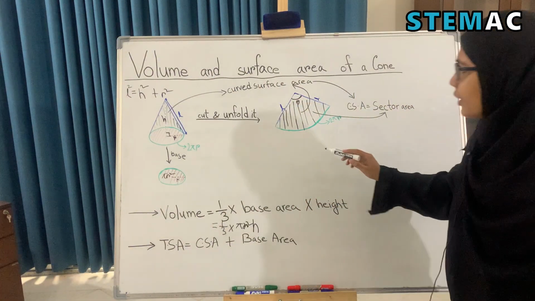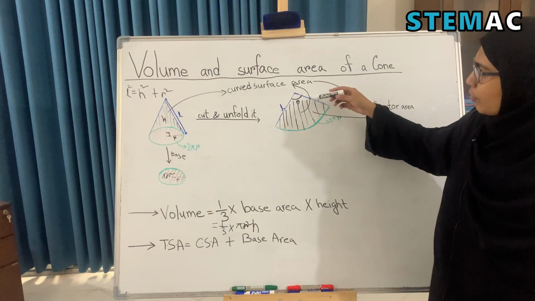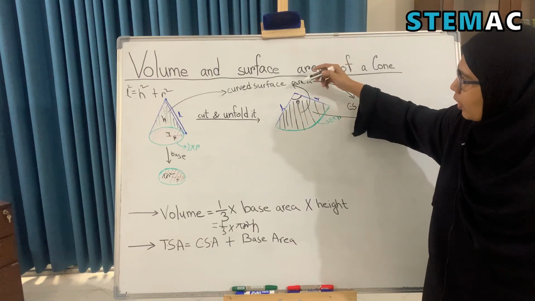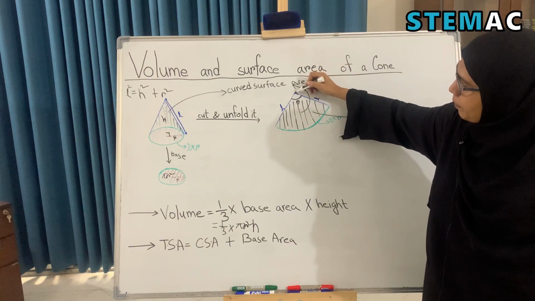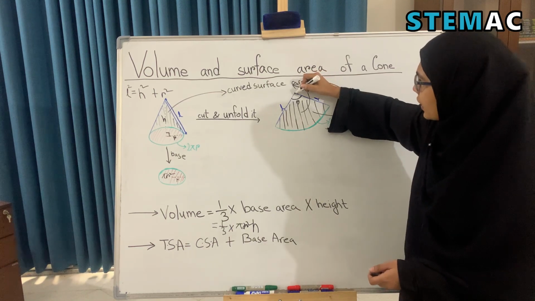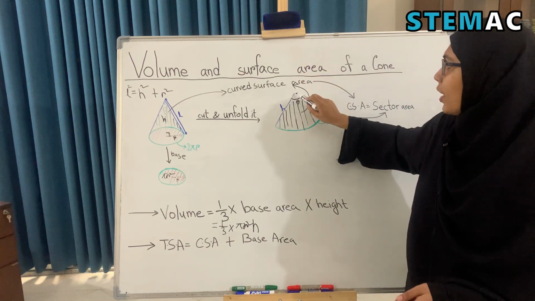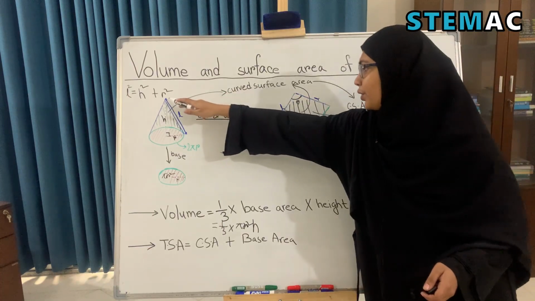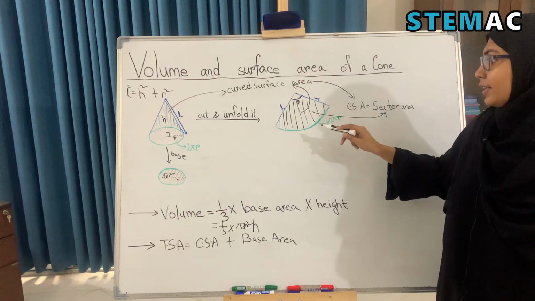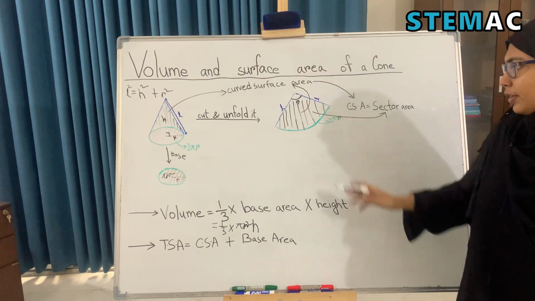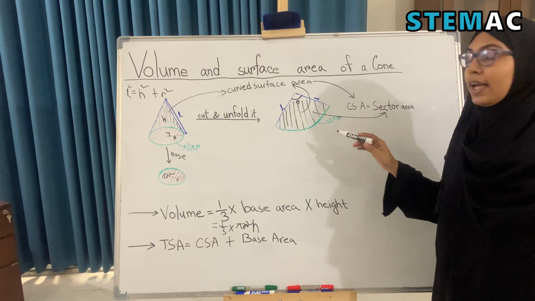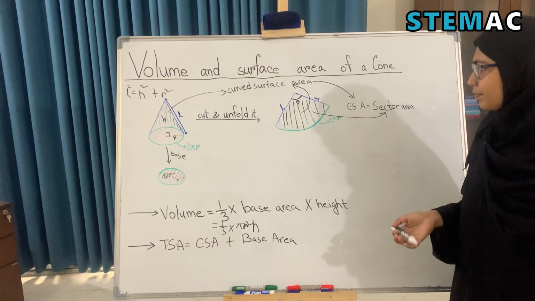When I unfold it, we are obtaining another type of circle whose center is at the vertex. This was the vertex of the cone, or the apex of the cone here. So, this looks like a circle and it is a part of the circle, and we know a part of the circle is called a sector of a circle.